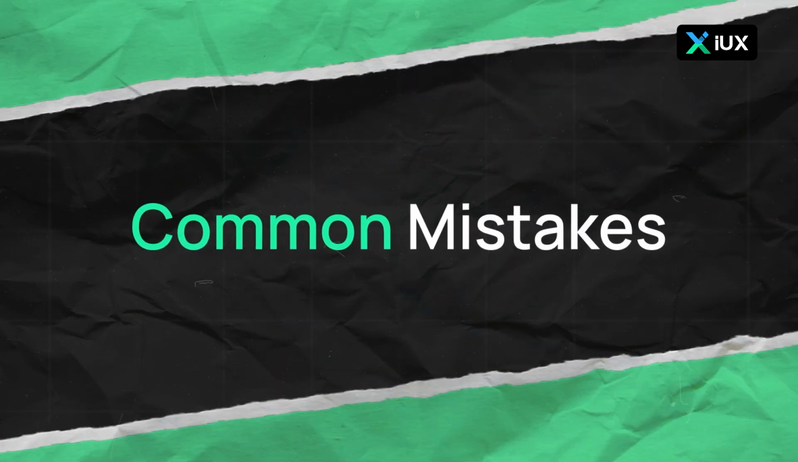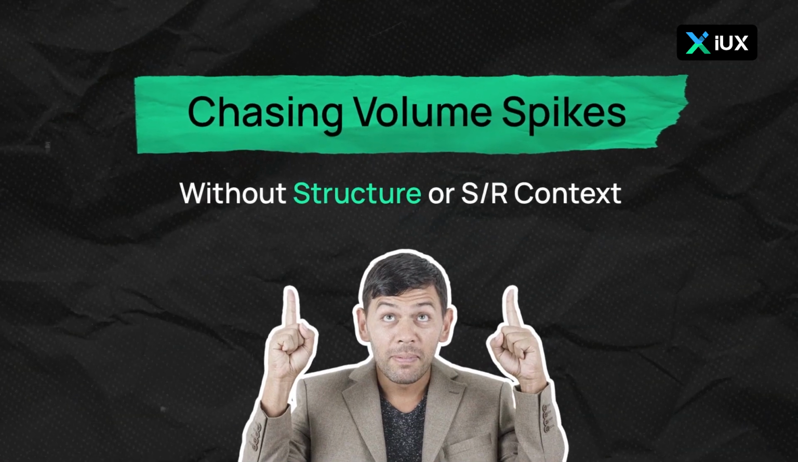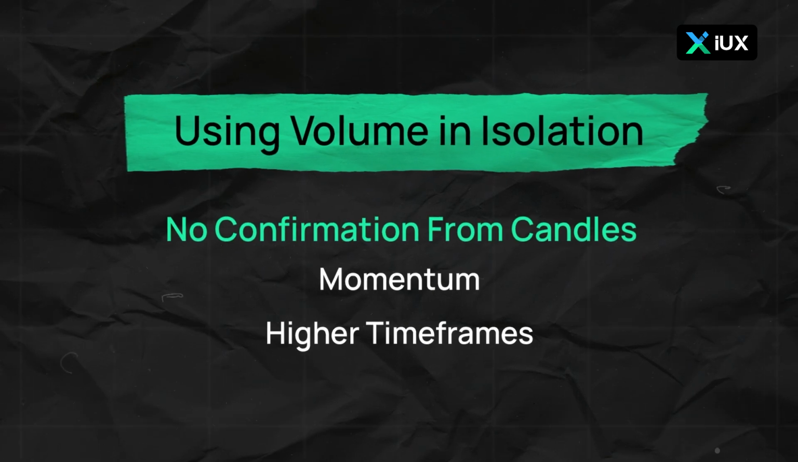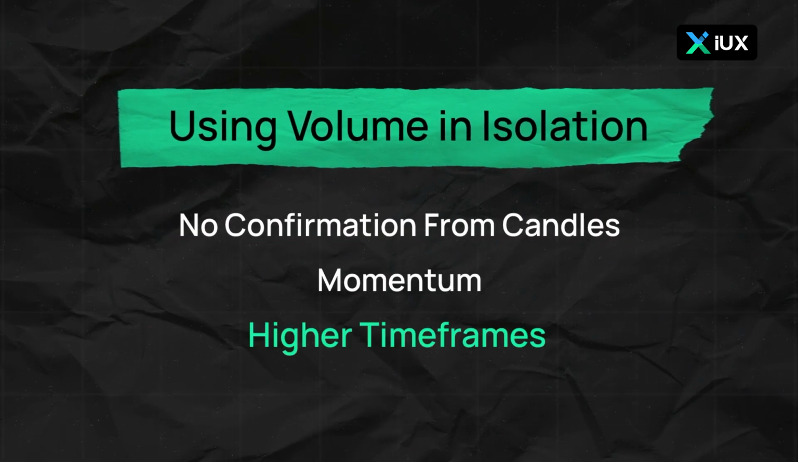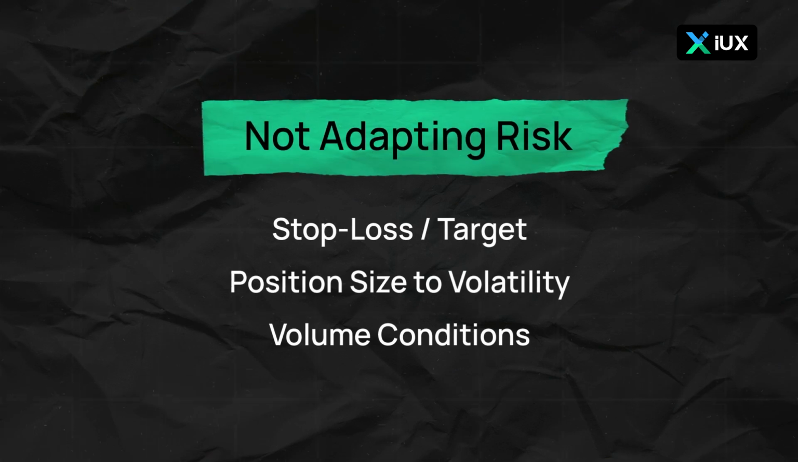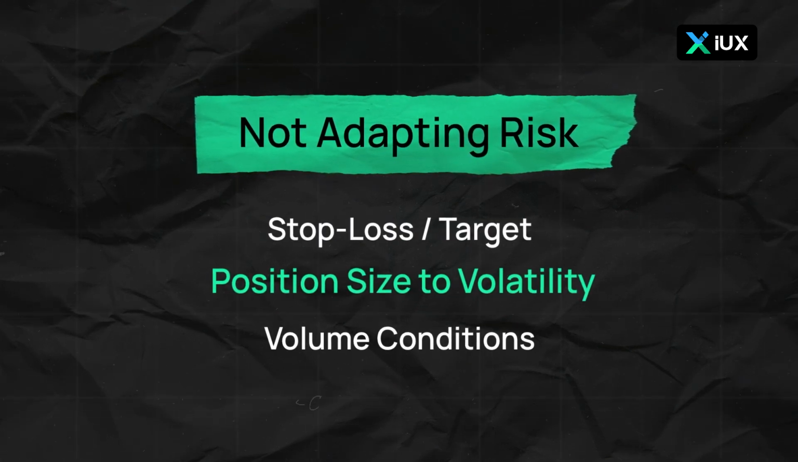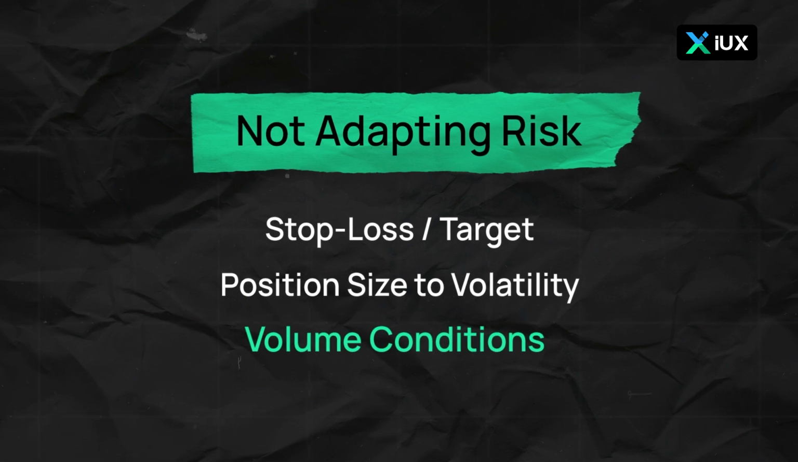Common mistakes. Chasing volume spikes without structure or support and resistance context. Using volume in isolation, skipping confirmation from candles, momentum, or higher timeframes. Not adapting risk. Adjust stop loss, targets, and position size to current volatility and volume conditions.